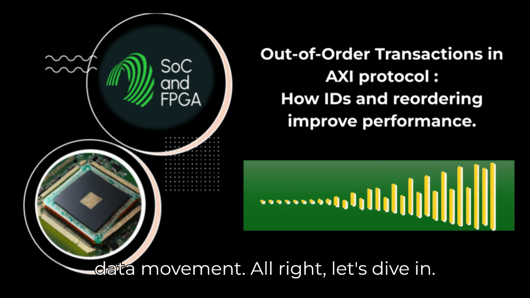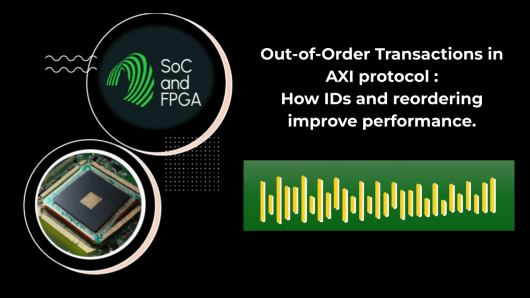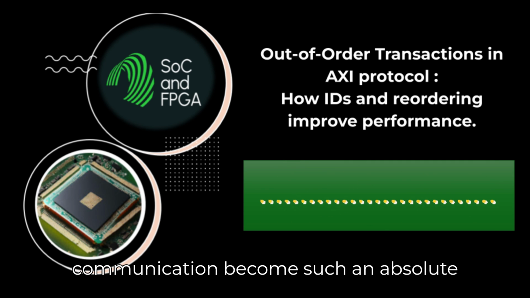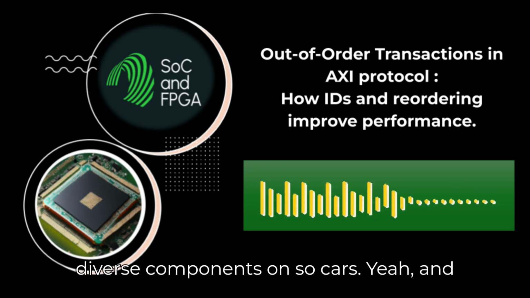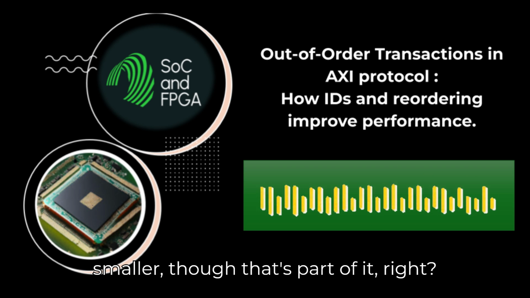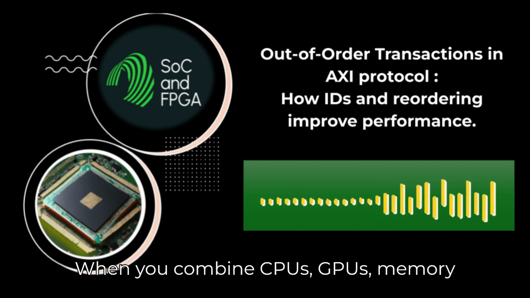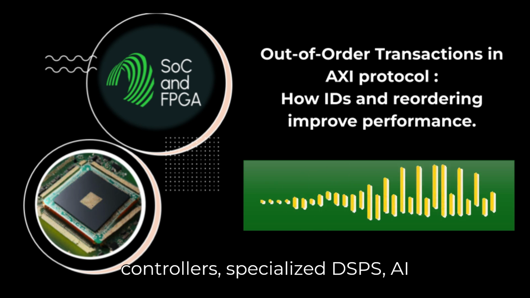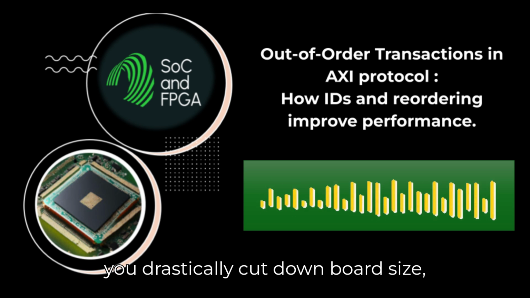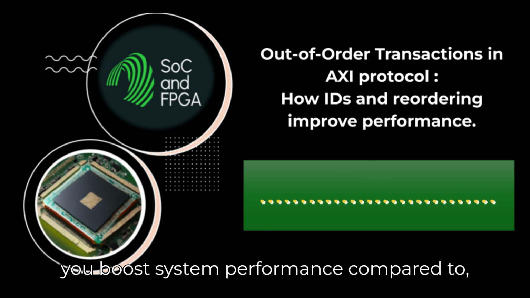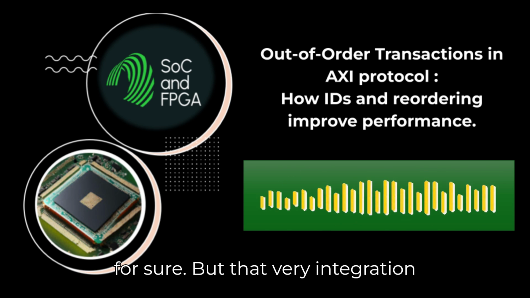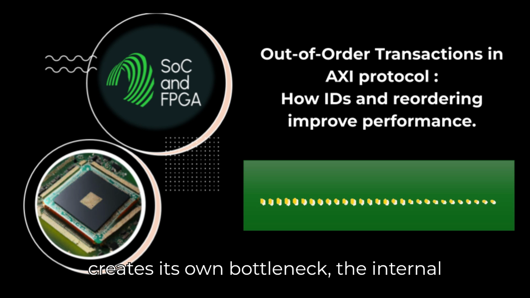All right, let's dive in. Let's do it. So starting with the why. Why has this advanced on-chip communication become such an absolute necessity? You mentioned integrating diverse components on SOCs. Yeah, and it's about more than just making things smaller, though that's part of it. Right. When you combine CPUs, GPUs, memory controllers, specialized DSPs, AI accelerators, all on one die, you drastically cut down board size, definitely lower power consumption. And you boost system performance compared to, say, connecting multiple separate chips.